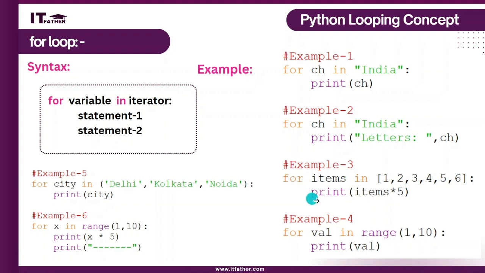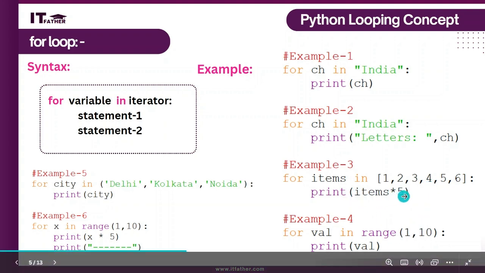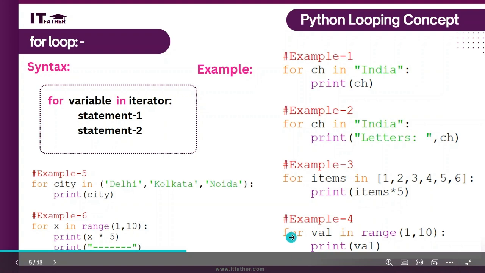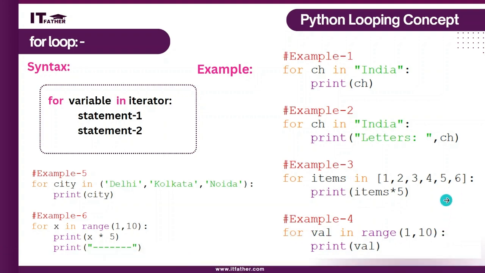So we can see example number 3. We have the list, and item into 5 is given. Now each number will be displayed after multiplying with 5, right? And example number 4, we can see for val in range 1 to 10 and print val, it is just displaying the range function. 1 to 9 values will be printed one by one in separate lines. Example number 5, for city in Delhi, Kolkata, Noida, and just printing city, so it will display Delhi, Kolkata, Noida in separate lines because it is a tuple.